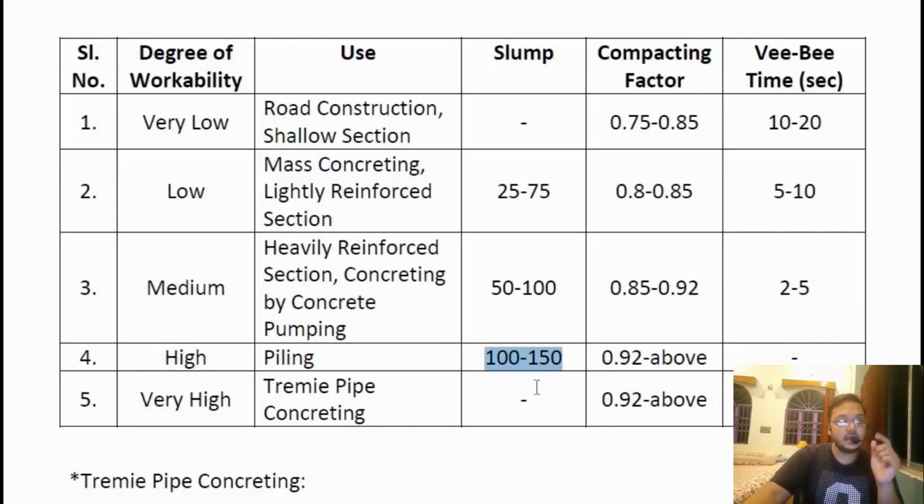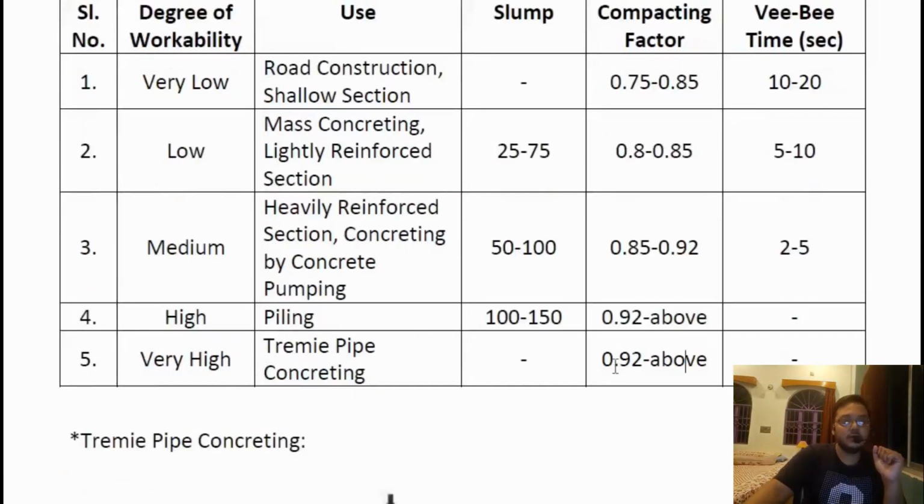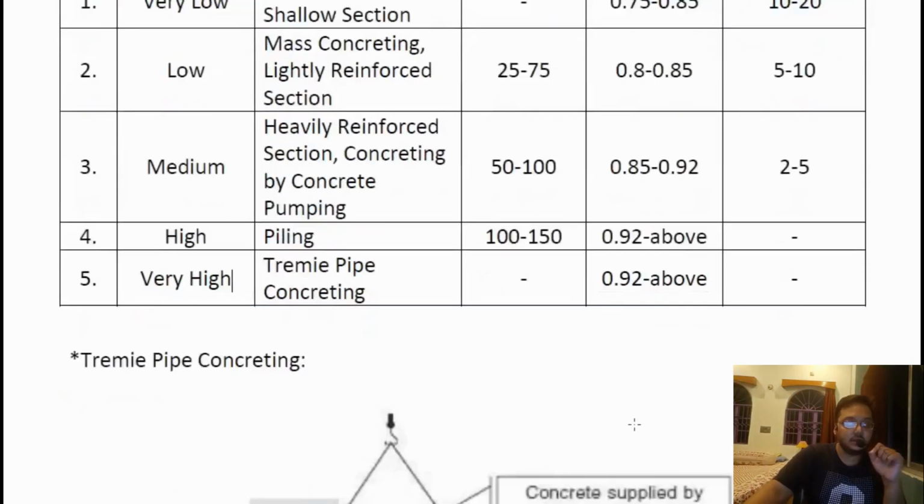And again, if you go for concrete which has a very high degree of workability, we cannot find out the slump. The whole of the concrete will be totally falling down and we won't get any slump value. So such concretes are used for piling and tremie pipe concreting. However, we can have a compacting factor of 0.92 and above for the very high degree of workability concretes.